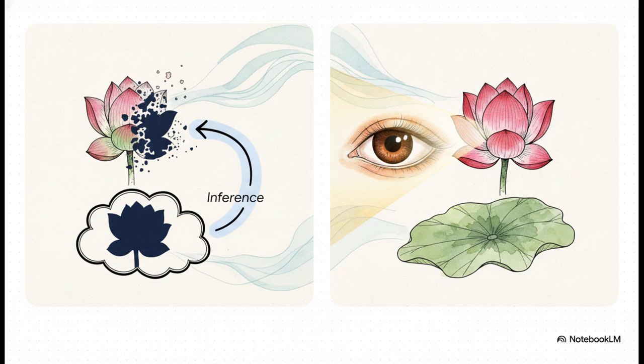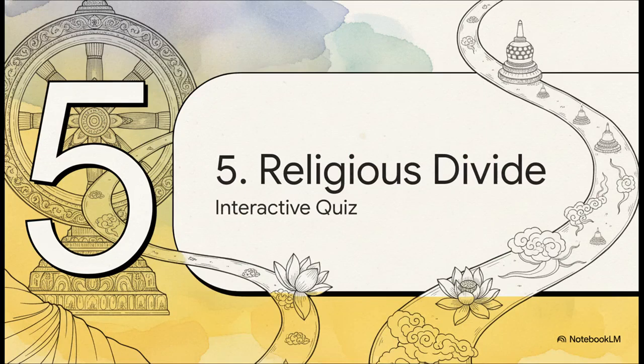that imprint. Vaibhasikas, however, demand direct perception, Bahya-Pratyaksavada. They logically point out, hey, you literally cannot infer something if you haven't directly perceived it at least once in the first place. All right, final section, the religious divide and our interactive quiz.